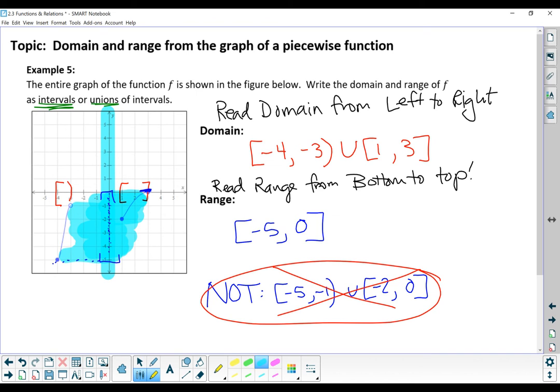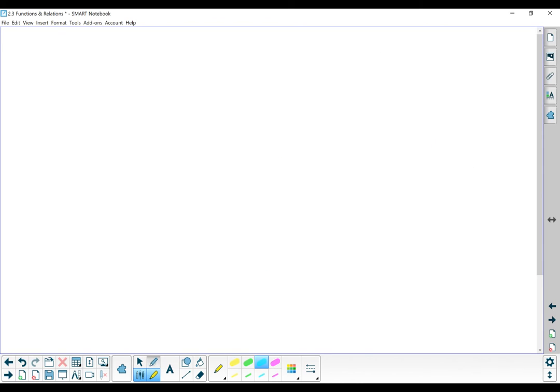So just be careful. Just because there's two pieces doesn't mean your domain or range will have two pieces. It could be just one piece or just one interval. I'll show you a graph that would have the domain in one piece and the range in two pieces. So this function, it's coming up. It's got a closed circle. It's got an open circle, and it continues up.